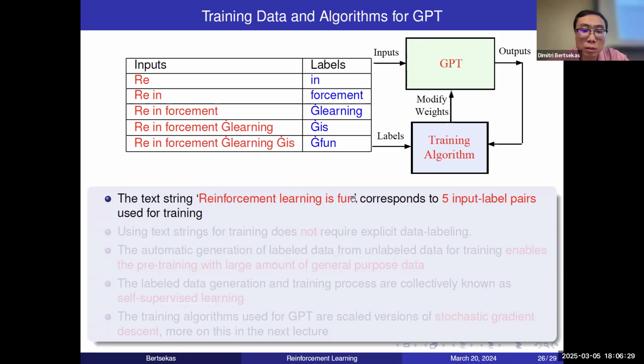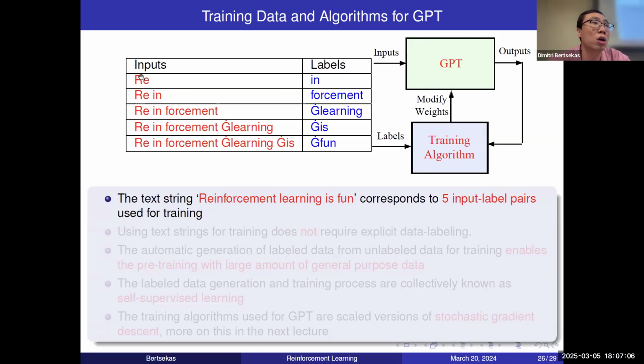But within the context of training GPT for text generation, researchers came up with very ingenious ideas to generate the input and label pairs by using this kind of structure. So remember that "reinforcement learning is fun" corresponds to 6 words or 6 tokens. Automatically, that represents 5 training data pairs, input label pairs.